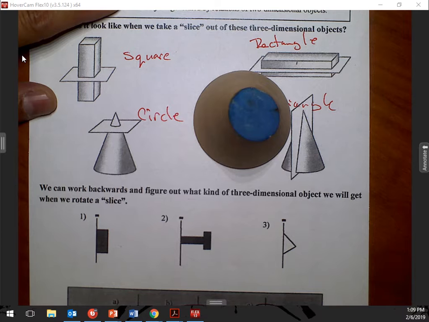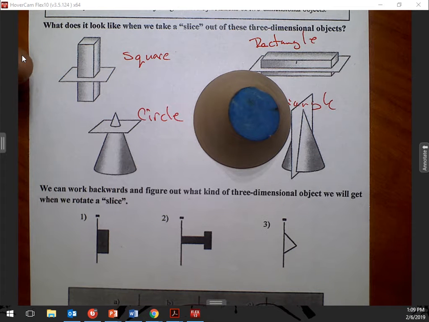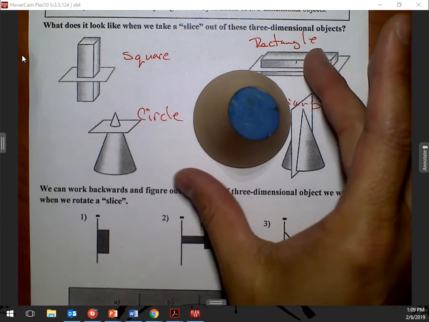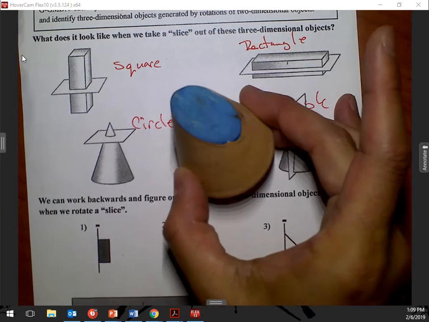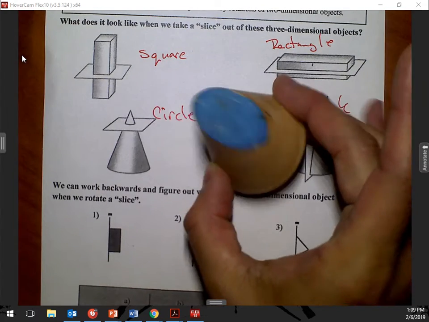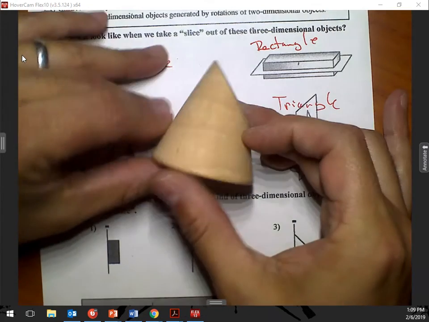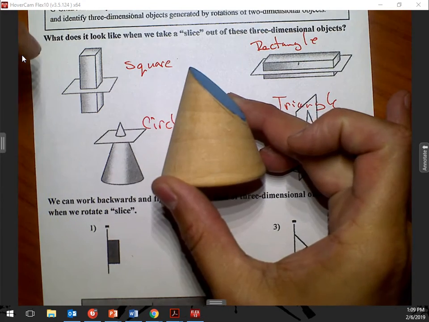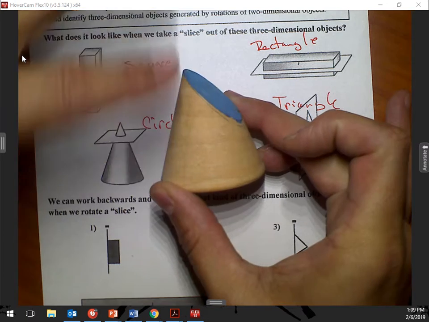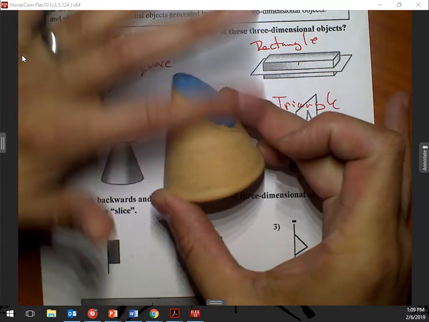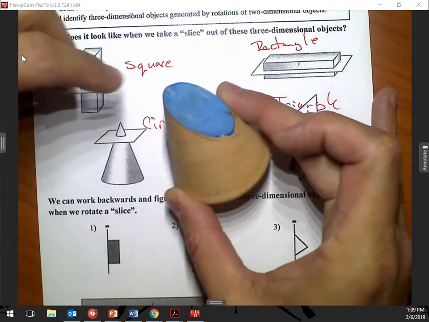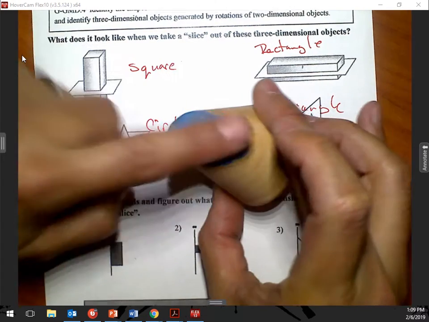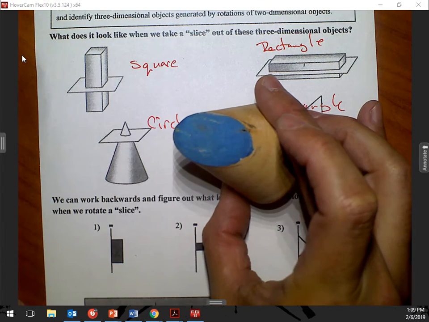Whoa, wait, what? How'd you do that? Whoa. Look at that. Now what shape is that now? Oval. Look at that. That's sliced at a diagonal, isn't it? How'd you do that? Do that again. I sliced it at a diagonal, and so now that shape is oval, right?